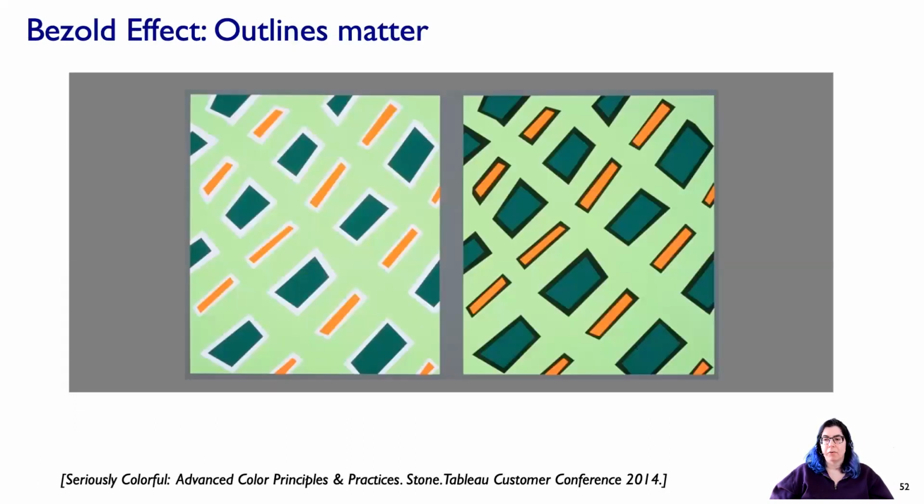Even more, there's all kinds of phenomena that have specific names in the perception literature. For example, the Bezold effect is the name for the effect that the outline, whether you outline a color in white or black, really matters immensely to how we perceive that color. These are a whole bunch of examples from Maureen Stone, great slide deck.